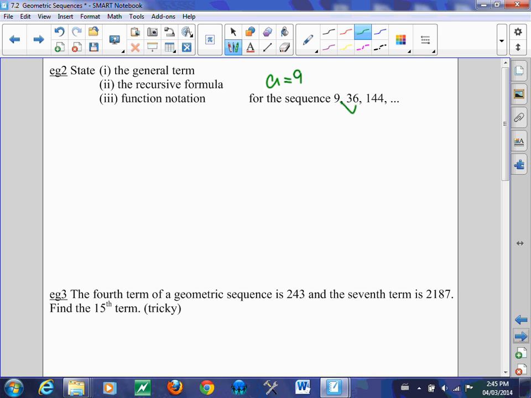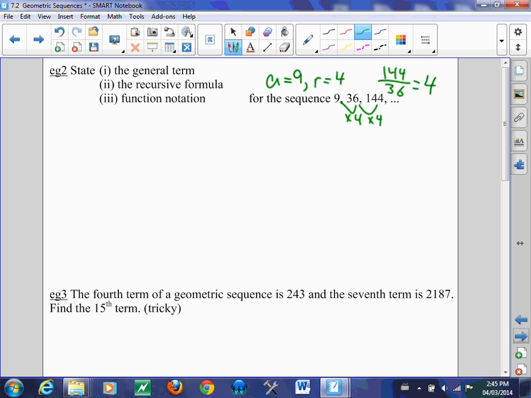And what's happening each time, guys? Again, if you're not sure, take 144 divided by 36. Plug it in your calculator and you should get the value of 4. So that tells us that r equals 4, because each time we're multiplying. It gives that ratio.